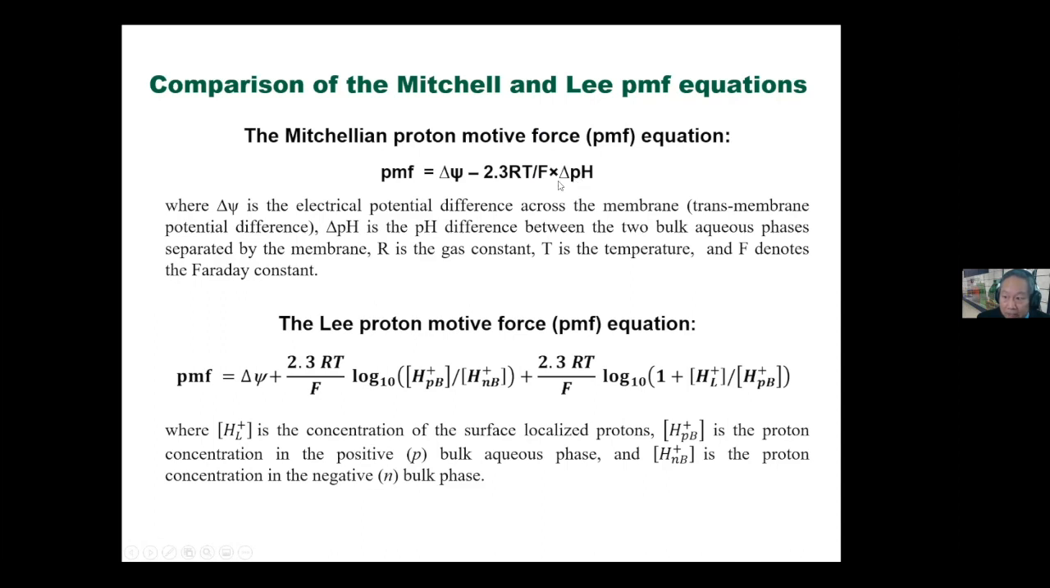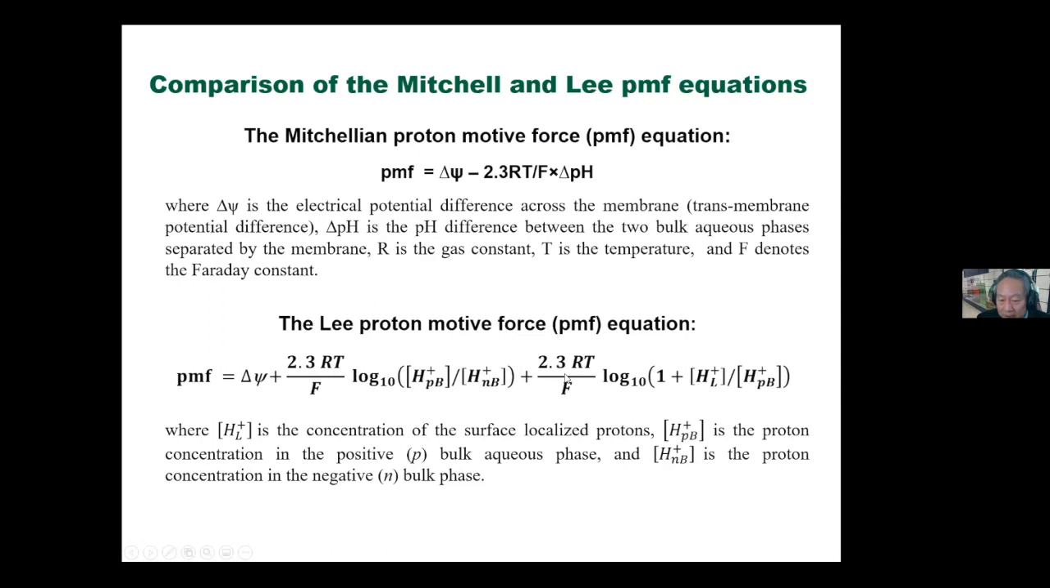Remember pH is minus log of the proton concentration. That's right here. So this is the proton on the P side, outside, over the proton concentration in the bulk phase, and in the inside. So these two terms are identical to what is in the text, but the textbook equation missed this term. So that's a term I added.